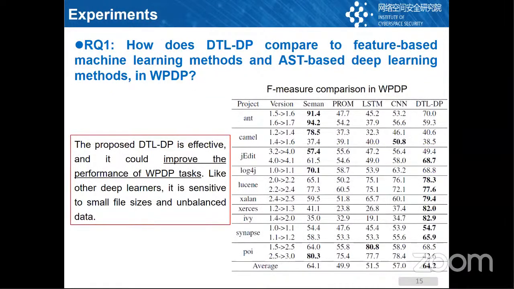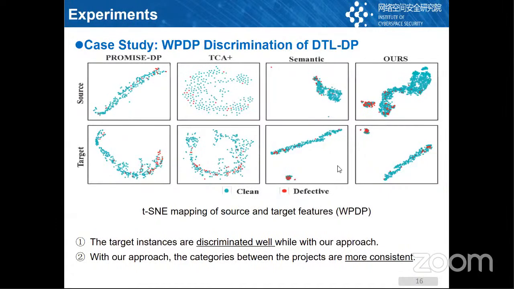Here we bring up the first question. How does DTL-DP compare to the feature-based machine learning methods and AST-based deep learning methods in within-project defect prediction tasks? We studied the distribution map of different methods for within-project and concluded that the proposed method, DTL-DP, is most effective and could improve the performance in within-project tasks. Like other deep learners, it is quite sensitive to small sizes and unbalanced data.